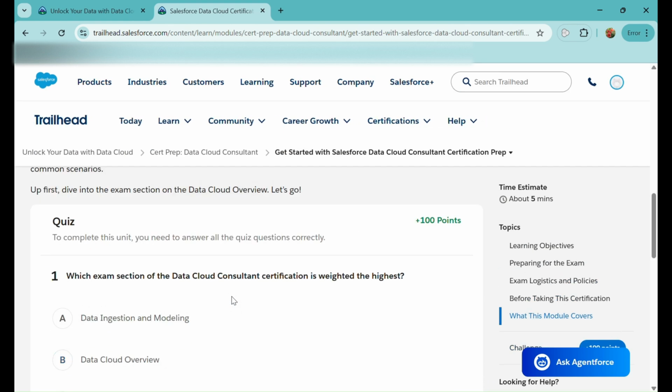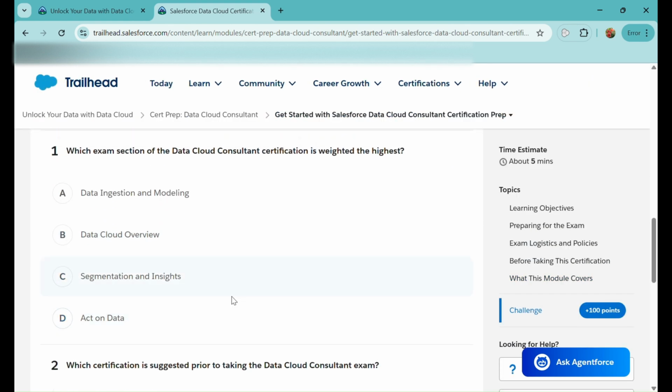Let's come to the quiz. First question is, which exam section of the Data Cloud Consultant Certification is weighted the highest? Data ingestion and modeling, data cloud overview, segmentation and insights, and act on data. So B option should be the correct one.